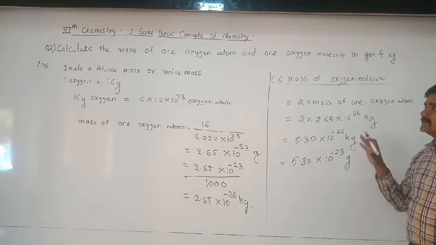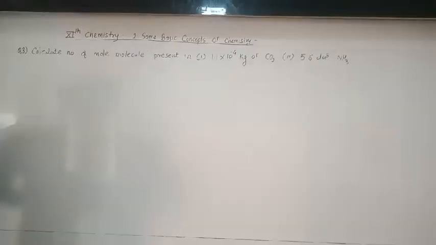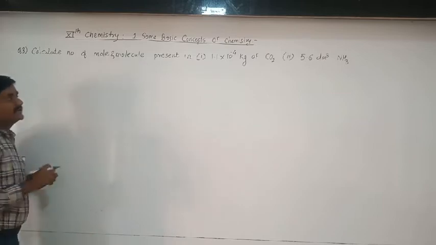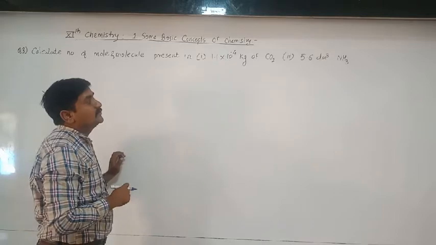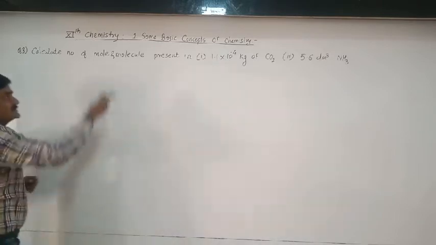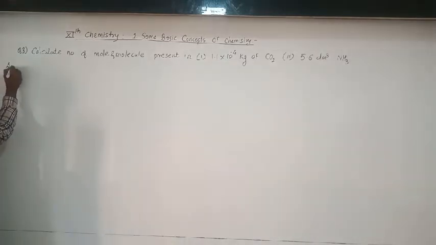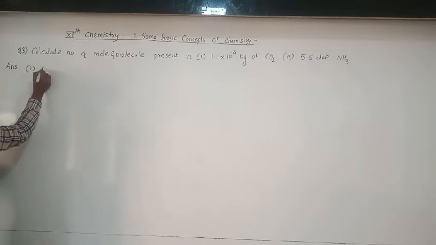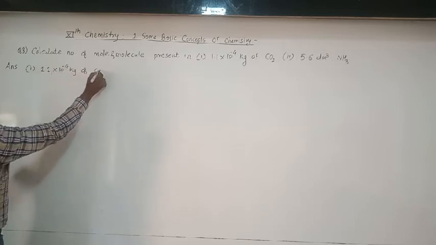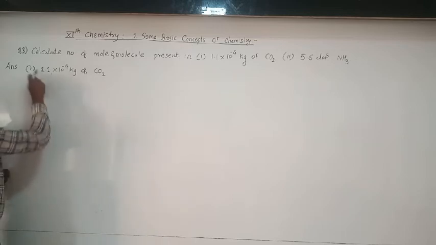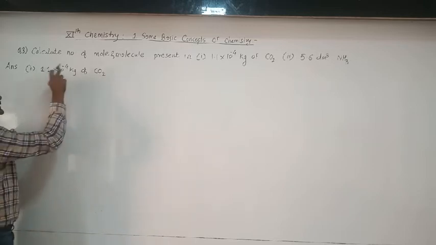Fine? Okay? Write down. Starting with third numerical. Calculate number of mole and molecule present in 1.1 into 10 raised to minus 4 kilogram of CO2 and 5.6 decimeter cube of ammonia. Starting with the first one, 1.1 into 10 raised to minus 4 kilogram of CO2. So this is the given mass of CO2 in kilogram.